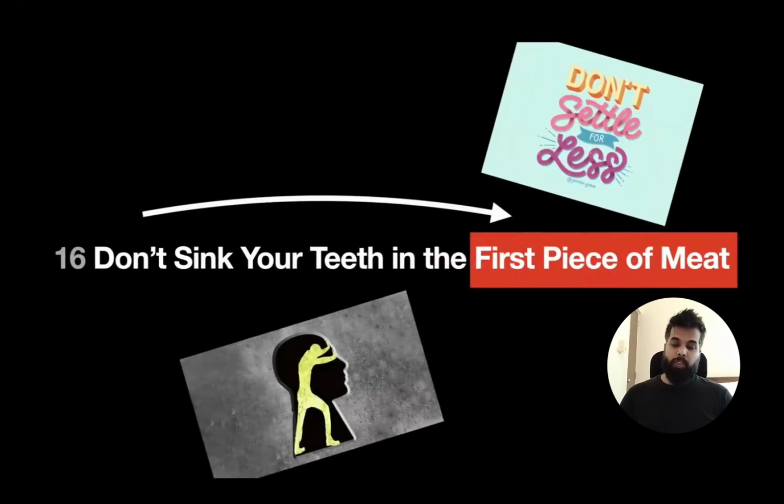Number 16, don't sink your teeth in the first piece of meat. So this means that when you look for a job, let's say you apply for 5 to 10 job opportunities and some of them rejected you, and there's another opportunity that you don't like, but this is the only opportunity you got. But you don't like the working culture, you don't like the working hours, because they don't value your personal life, and the product that they are developing is something that you don't like to work on.